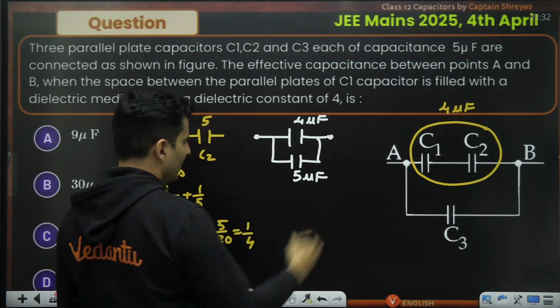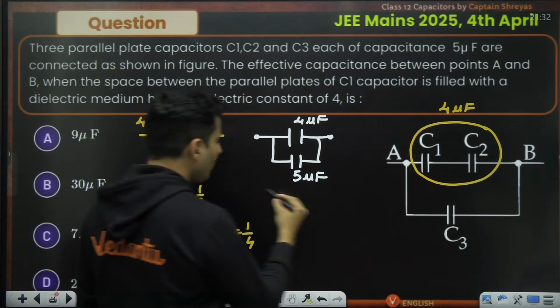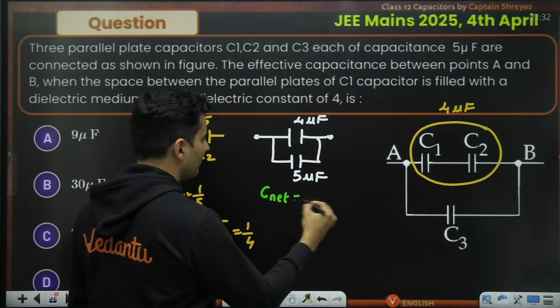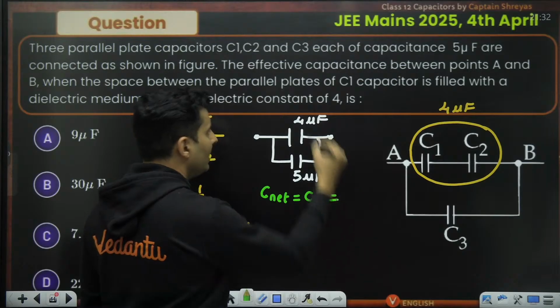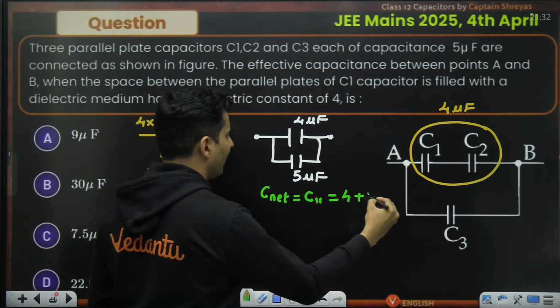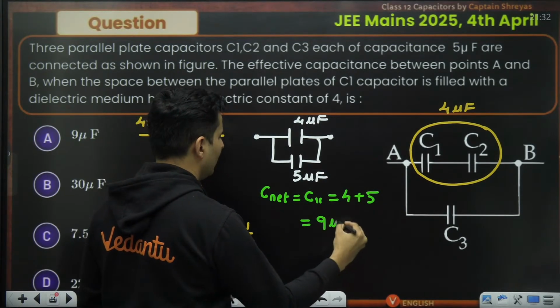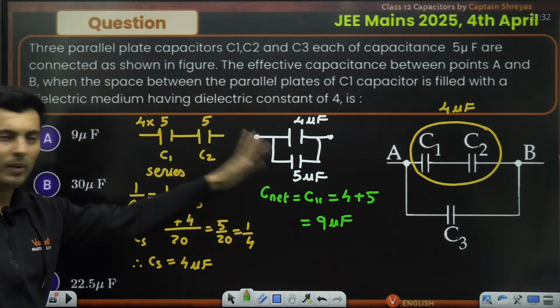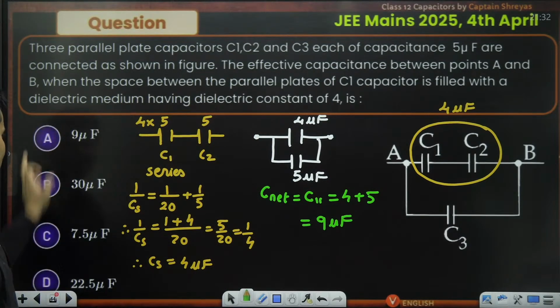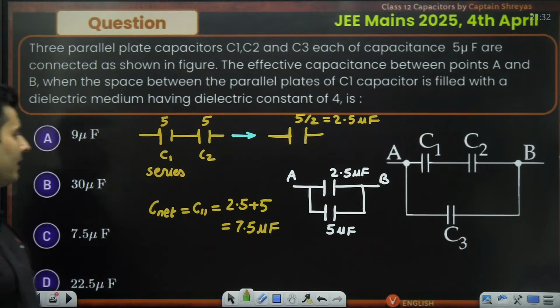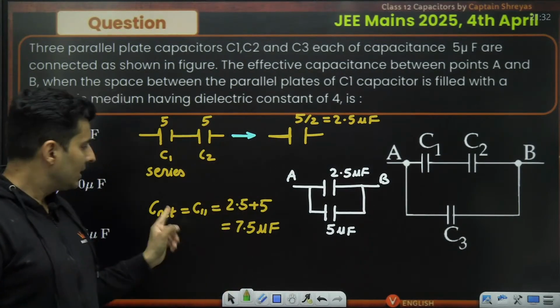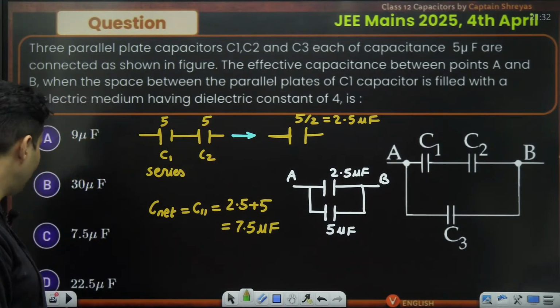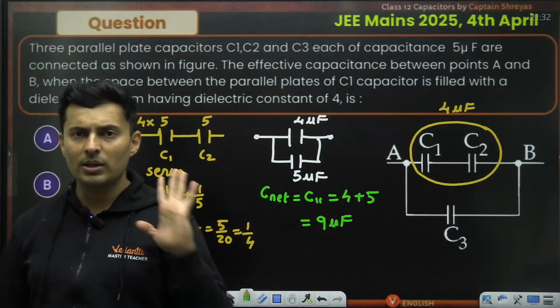Now, imagine this. Since their equivalent is 4 microfarad, that is in parallel with C3, which itself is 5 microfarad. So what is the effective capacitance now? The net capacitance will be capacitance in parallel. You just have to add them. So 4 plus 5 is nothing but 9 microfarad. So 9 microfarad will be the answer, provided you have put the dielectric, hence option A. But if the dielectric was not there anywhere, then the answer would be 7.5. Is this absolutely clear how we solved this question?